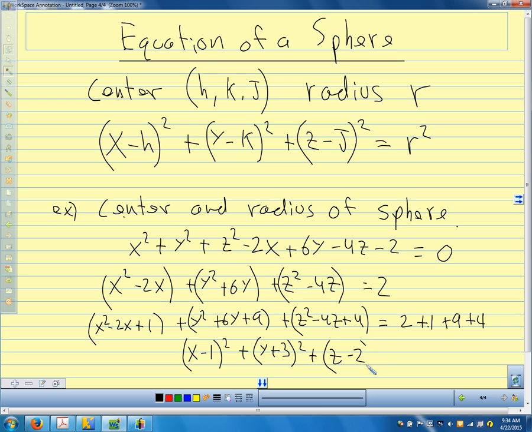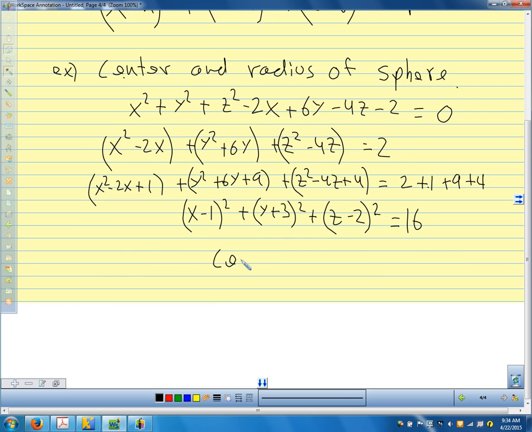an x minus 1 squared plus y plus 3 squared plus z minus 2 squared equals 16. So our center is 1, negative 3, 2. And the radius equals 4. So familiar process. We just add a piece for the z, just like with the other things.